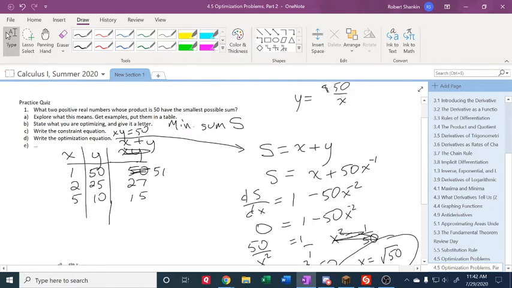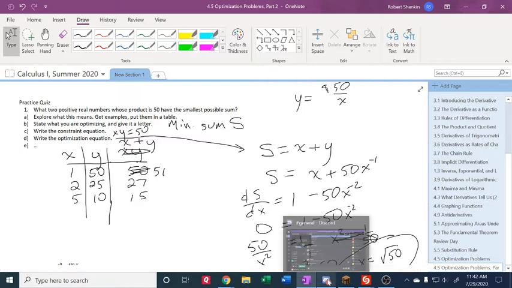So, give me a little feedback on problem number 1.